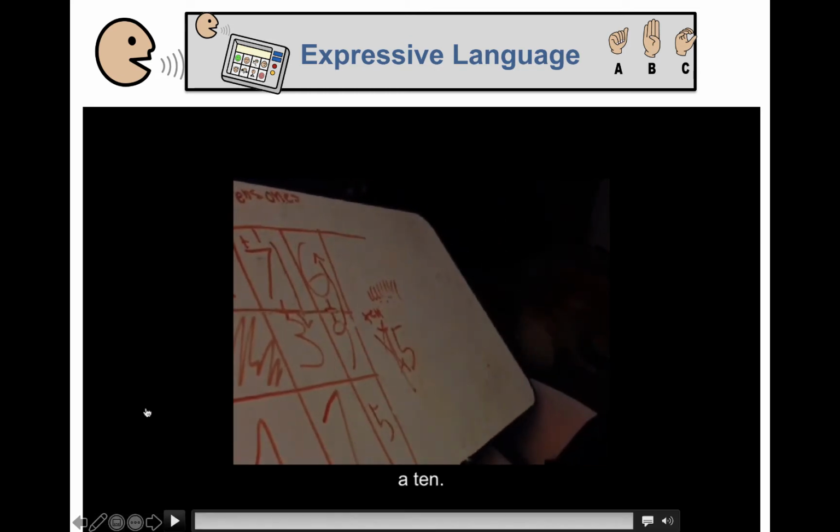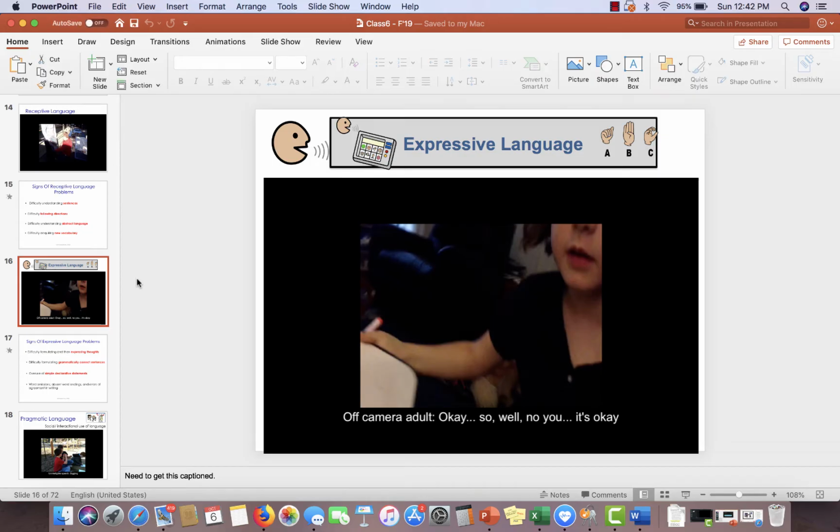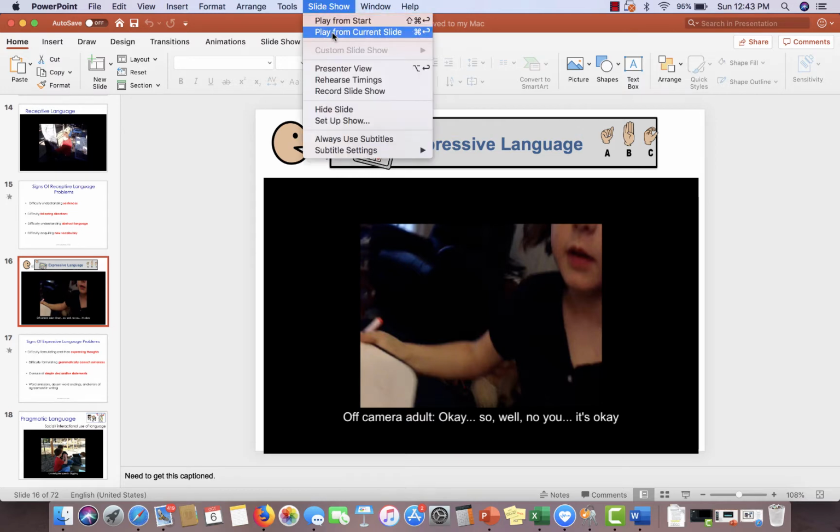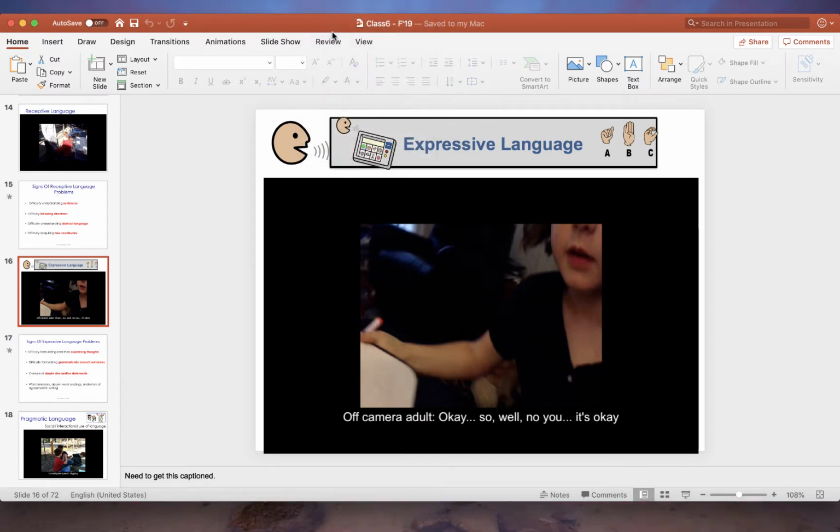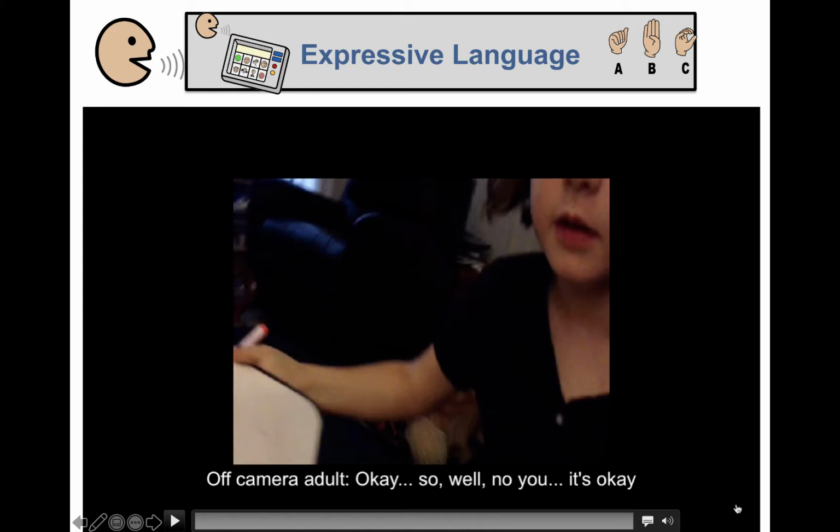So again, this student is using her very well developed expressive language skills to be able to go ahead and discuss how to solve that problem. Okay, so how do you know if a student is displaying challenges with expressive language?